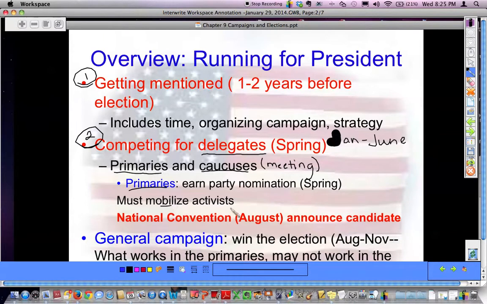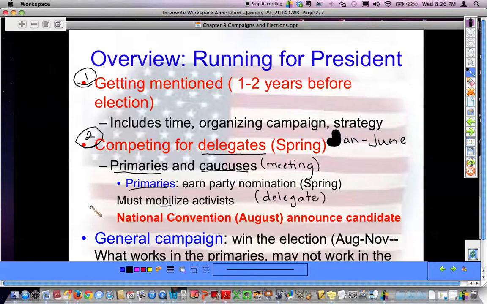They have to mobilize party activists. Anytime you have a primary, those are people loyal to the party who are going out to vote to tell the party who they want as their candidate. When people in a primary vote, they really are nominating a delegate. And a delegate is someone who attends a convention and votes for that person to receive the nomination.